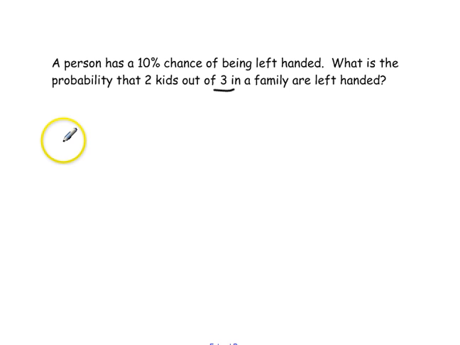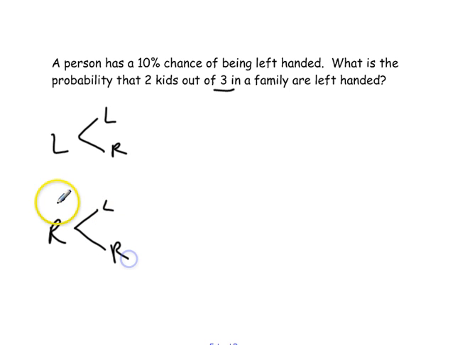For the first child, your options are they could be left-handed or right-handed. The second child, after the first, could either be left-handed or right-handed. So you could get lefty-lefty, lefty-righty. Or you could get righty-lefty, righty-righty. That's for the first 2 kids. Then you add the third kid. That kid could also be left-handed or right-handed.